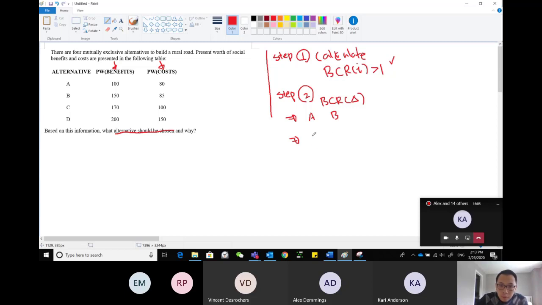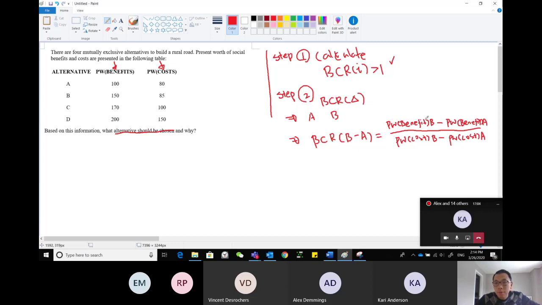Now we need to calculate the BCR delta. So BCR delta, let's say B minus A, will be equal to the present worth of the benefits of B minus the present worth of benefits of A, and then divided by the present worth of cost of B minus the present worth of cost of A.